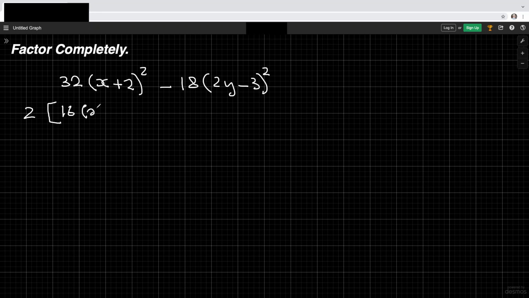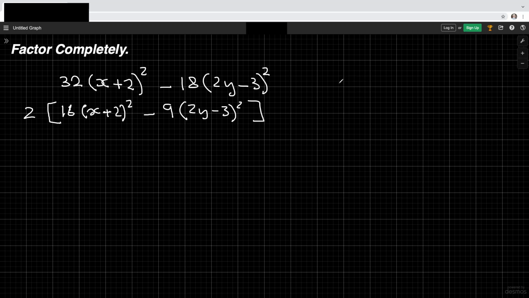And then I'll have 16(x + 2) squared minus 9(2y - 3) squared. Then I just closed the square bracket there. So we took the 2 out from the 32 and the 18, and that's what we got. Okay, so that's a 16 there.